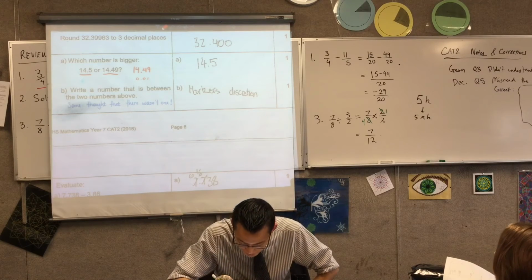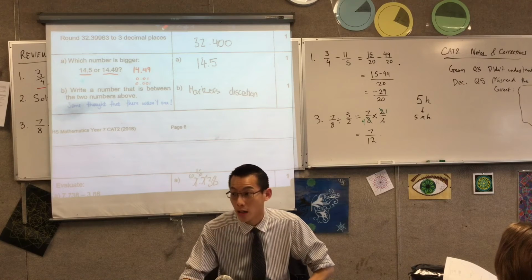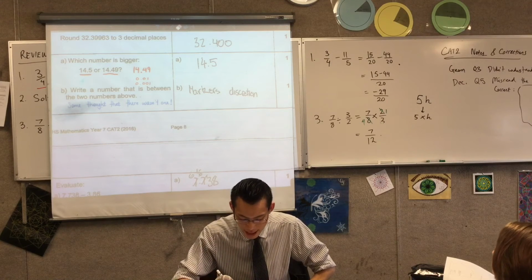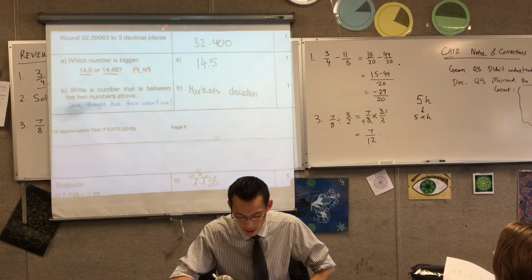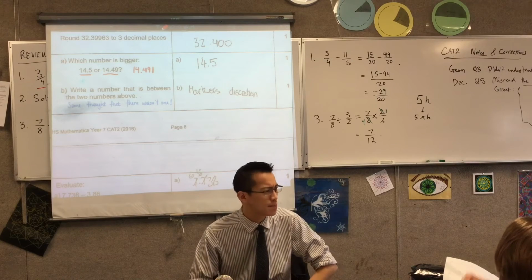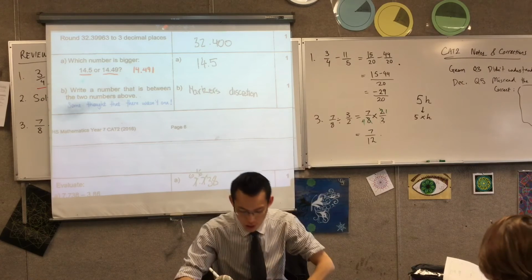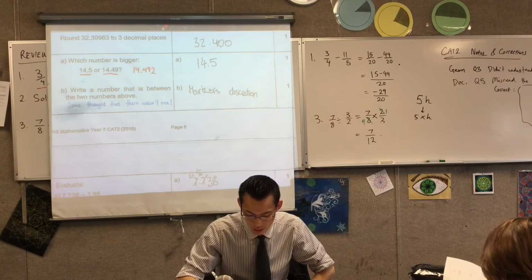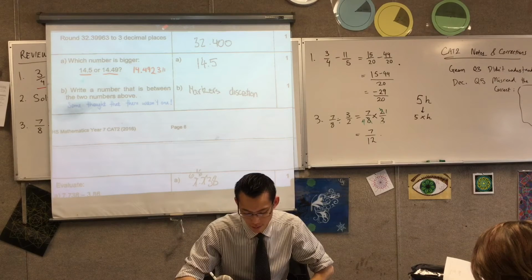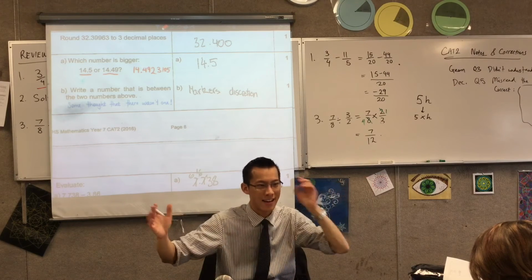Like maybe 0.001. That's smaller, isn't it? And if I add that instead, it's just going to be that number. Do you see that number is bigger than 14.49? But I haven't got all the way up to 14.5. Or you could have added a 2, or a 3, or 105, whatever you like, okay? It would have been fine.